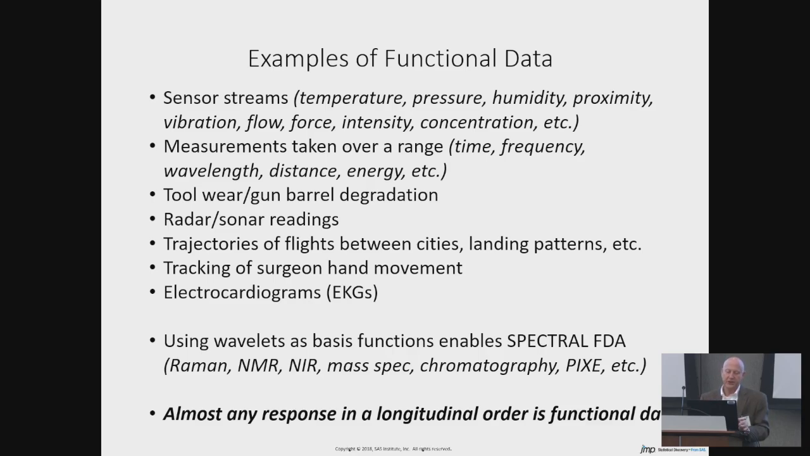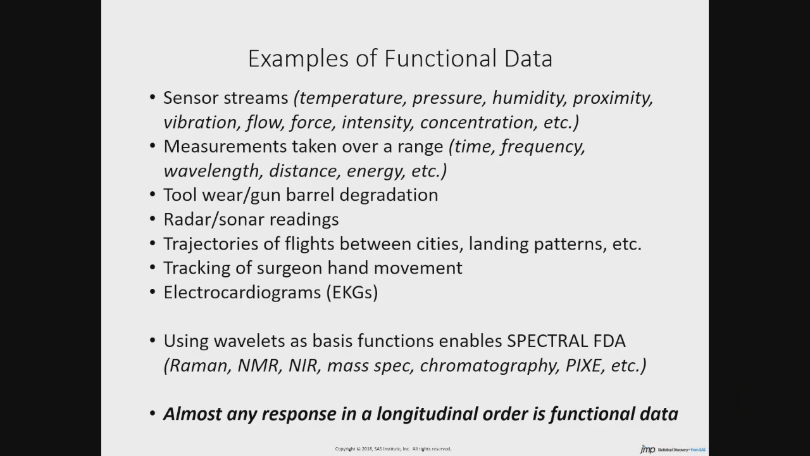But returning to the list here: tool wear, gun barrel degradation, which I mentioned, radar, sonar readings, trajectories of flights between cities, landing patterns. I've even seen data from the Army presented at a Moore's Emerging Techniques Forum, where they mounted cameras overhead while learning Army surgeons were suturing with synthetic skin. They were trying to model the movements of their hands to find out which suturing techniques were more effective than others. They could compare experienced surgeons versus new surgeons, and they had all sorts of data plotted over time, which would lend itself to this type of analysis. I think most people have seen electrocardiograms, so that would be another type. In the end, almost any response in a longitudinal order could be functional data.